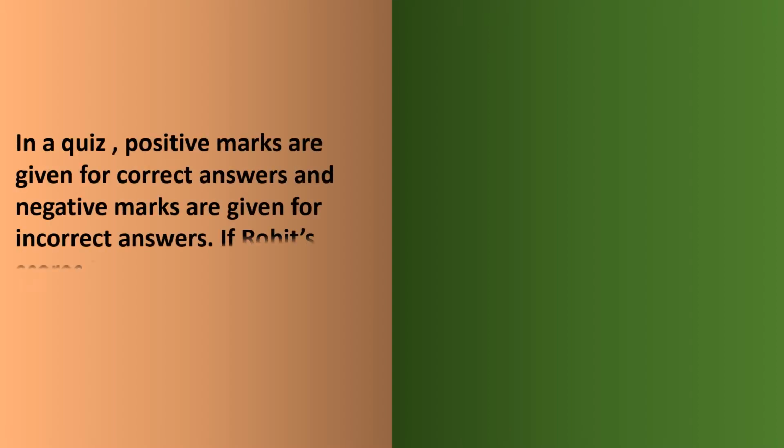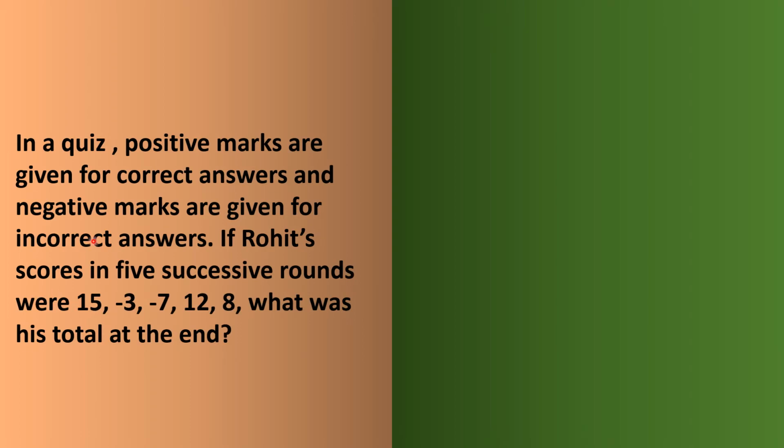First word problem is: in a quiz, positive marks are given for correct answers and negative marks are given for incorrect answers. If Rohit's scores in 5 successive rounds were 15, -3, -7, 12 and 8, what was his total at the end? If you see, there are some positive integers and some negative integers. So let us understand this word problem and write statements.